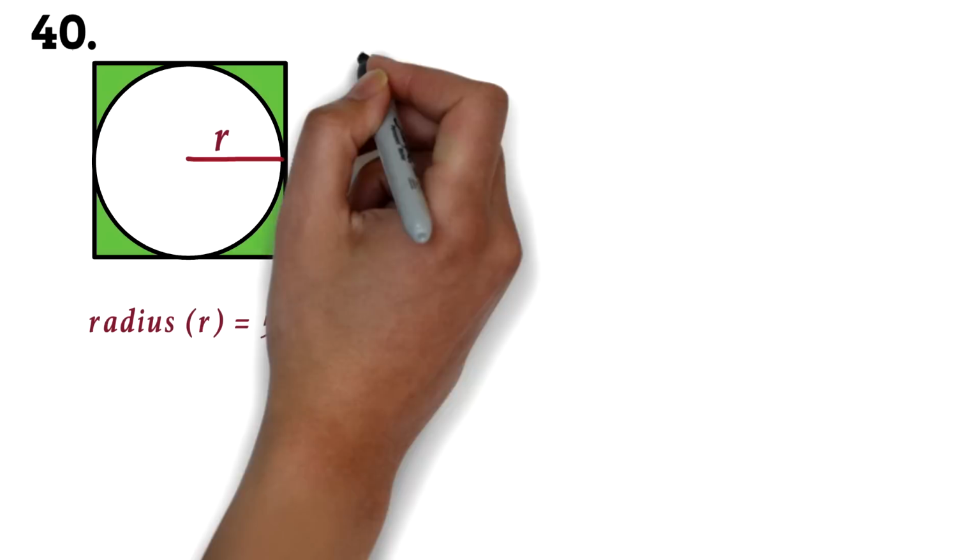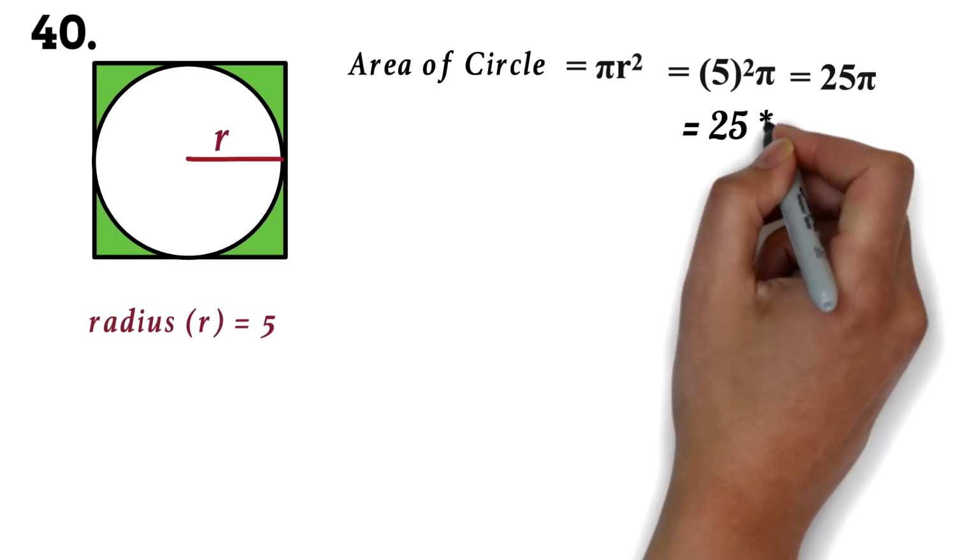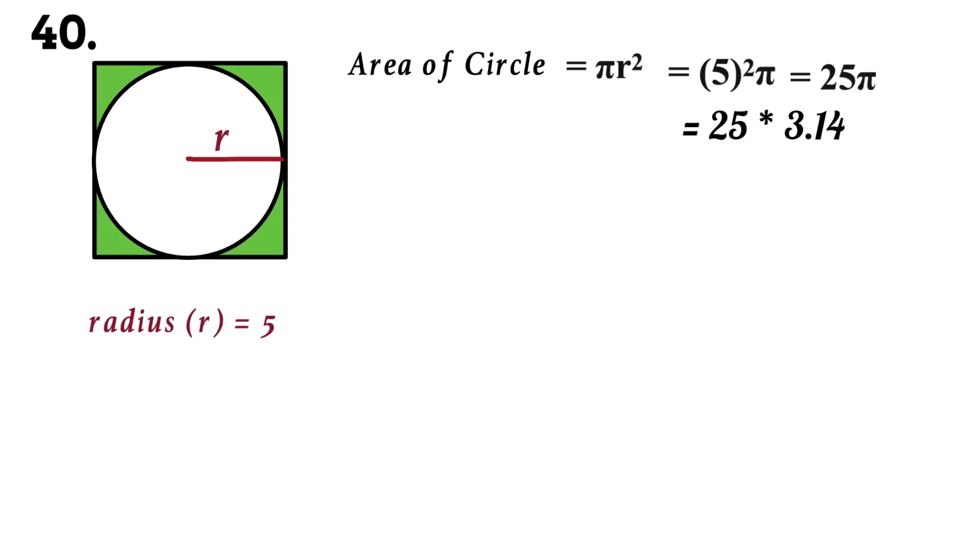The formula for finding the area of a circle is pi times r squared, where r is the radius. So we have 5 squared times pi. This will give us 25 pi. The value of pi is approximately 3.14. So we have 25 times 3.14, which is 78.5.